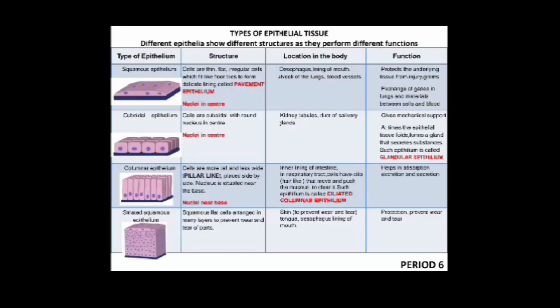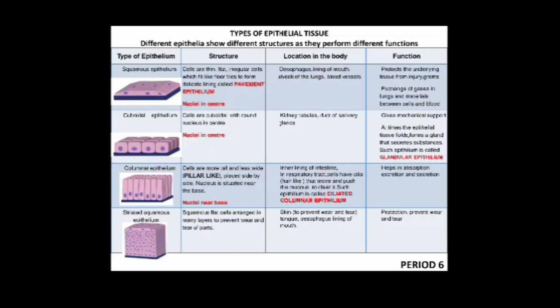Next is the cuboidal epithelium. The cells of this tissue are cuboidal with round nucleus in the center. They are located in the kidney tubules, duct of salivary glands. The function is it gives mechanical support. At times, the epithelial tissue forms a gland that secretes substances. Such epithelium is known as glandular epithelium.